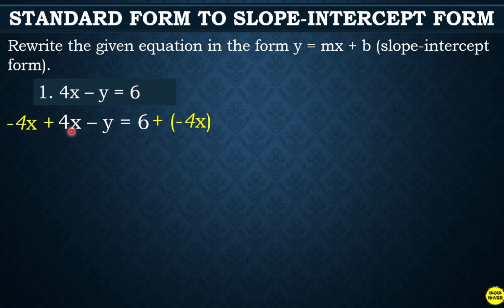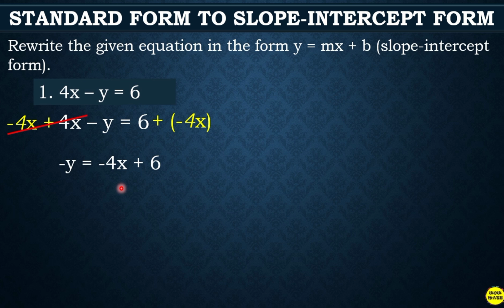Okay? So, ngayon, maalis na natin to. Kasi negative 4x plus 4x, this will be equal to 0. So, we will now have negative y equals 6 plus negative 4x. So, rewrite natin siya. We will now have negative y equals negative 4x plus 6. Okay? So, inayos na natin siya. Lagi pong y, ito na si y, and then yung may x na variable, ito siya. So, inayos lang natin. And then, ito si y-intercept mo.